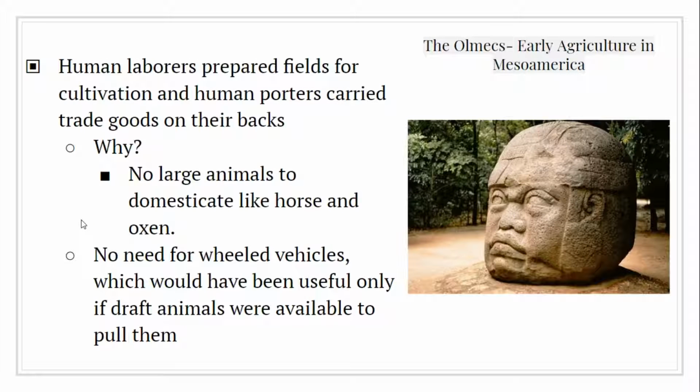When it comes to the Olmecs, human laborers were foundational for preparing the fields for cultivation as well as carrying their goods back and forth. Why? Once again, there were no large animals to domesticate like horses or ox, for example. Yeah, there are llamas, but they're incredibly skittish. They're not big enough to carry goods back and forth. So this was all essentially created and brought back and forth by humans.